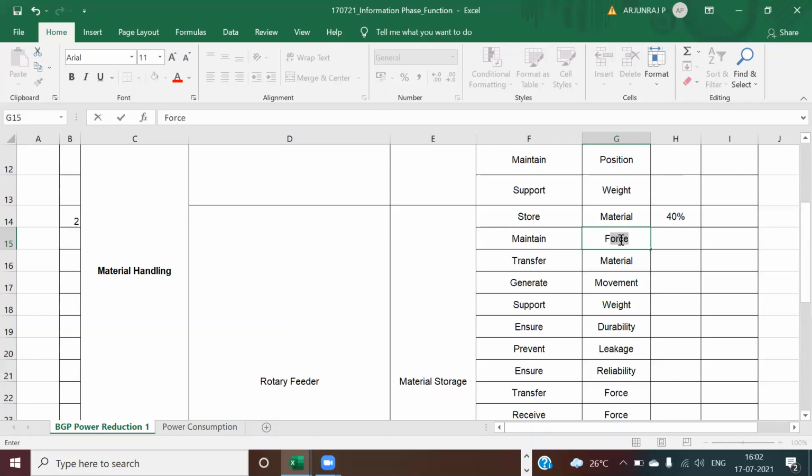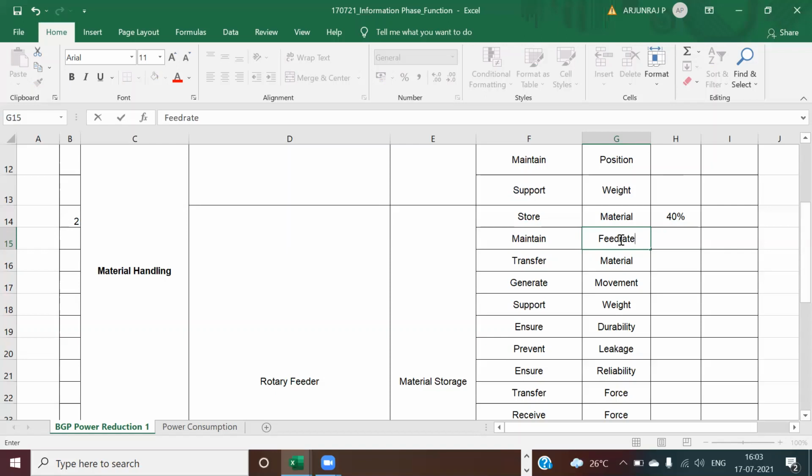Okay, maintain feed rate. What is the unit of feed rate? Tons per hour, or kg per minute. Tons per hour, TPH? Yes. So that is the output, which is basically a consumption. Is it a consumption kind of thing?